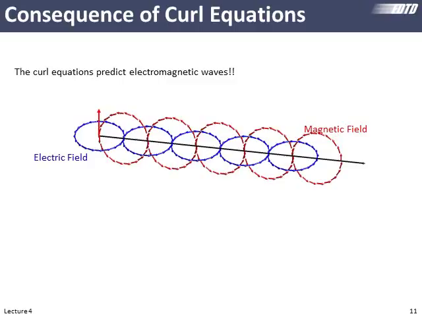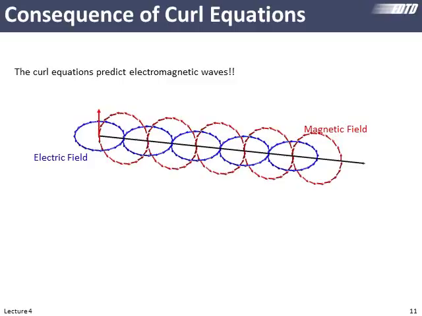So here's the big consequence of the curl equations. The curl equations predict waves. They predict propagation, radiation, whatever we call it. And it comes down to this: a time-changing electric field will induce a time-changing magnetic field. The time-changing magnetic field induces a time-changing electric field, and it starts all over again, and it daisy chains.